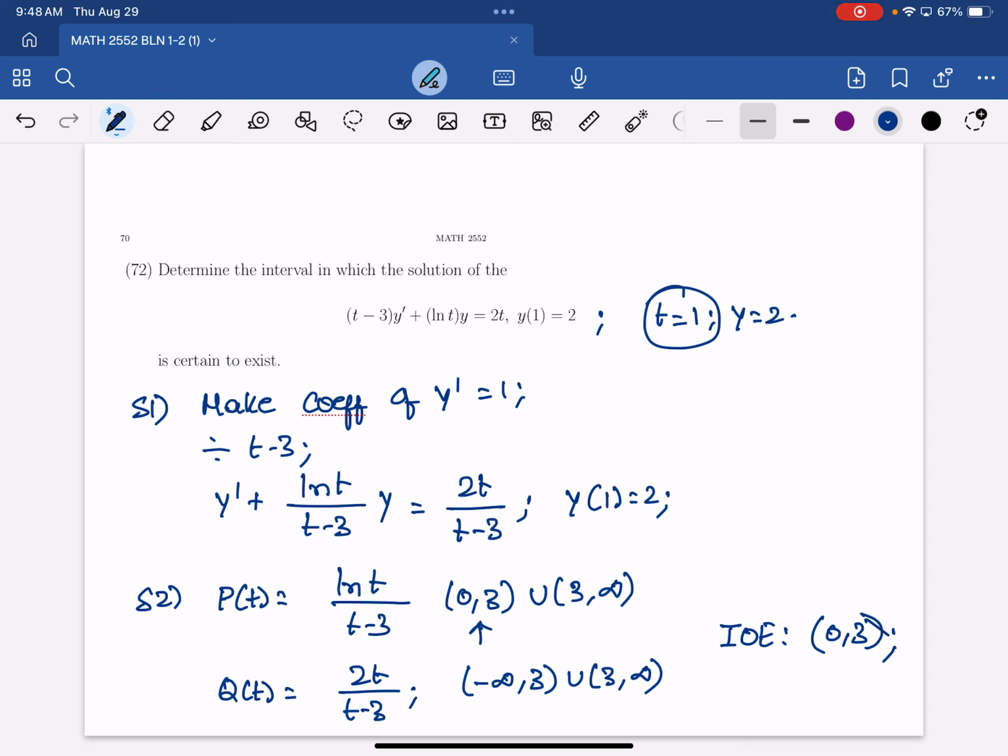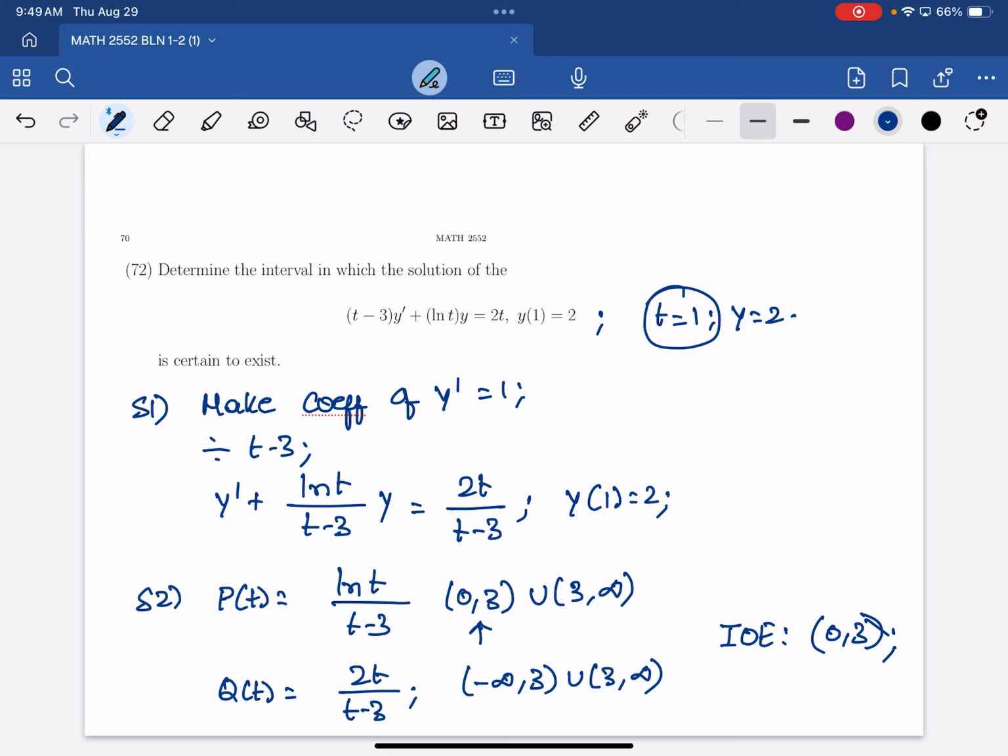So I was not able to solve this problem. The only way is a numerical method. If you want to try, you can try, but I was not able to solve it. But I know that I cannot solve this problem. However, if I'm trying to find a numerical solution, I'm going to find it only on 0 to 3. Are you with me on that?